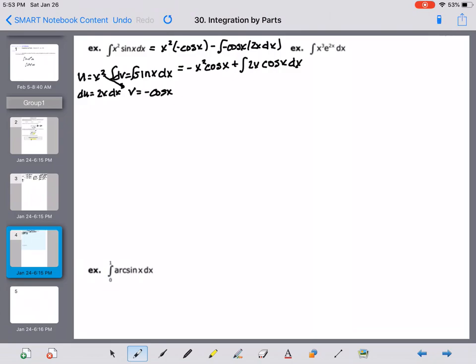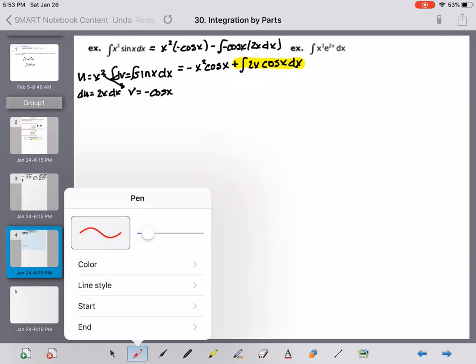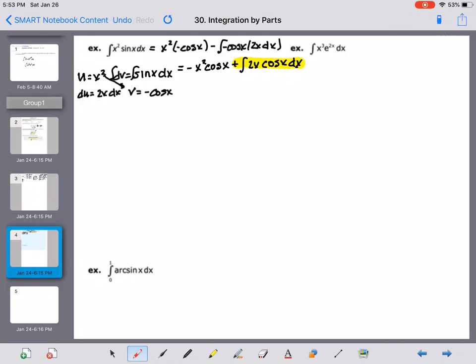The problem with this one is the fact that this is still not something that's integratable, which means I'd have to use integration by parts again. This is what we call a repeated integration by parts problem. So I'm going to do integration by parts, and I'm going to change colors to show you the second integration by parts for that 2x cosine x.